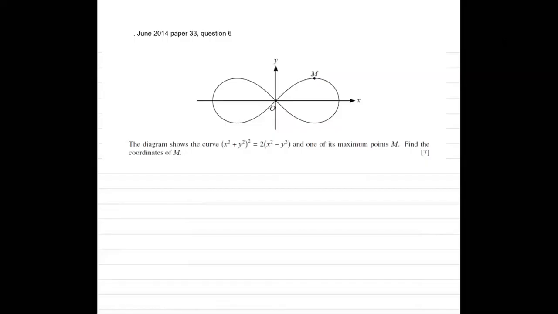So this diagram shows the curve (x square plus y square) the whole thing square equals 2 times (x square minus y square), and one of its maximum points M. If we recall our knowledge about the maximum point, it's a point where the gradient dy by dx is 0. Now, I have the equation of the curve. To find dy by dx, I have to differentiate this with respect to x. This equation is an implicit equation, so I'm going to differentiate it.